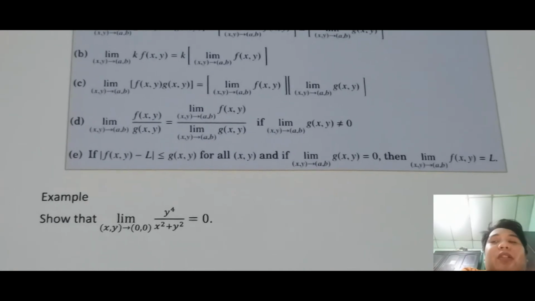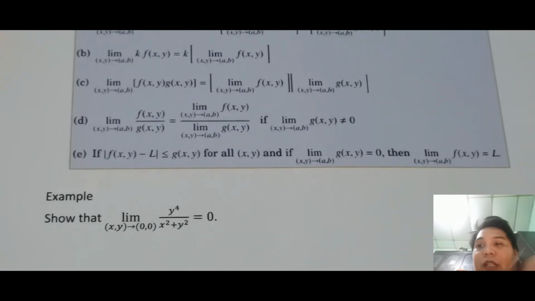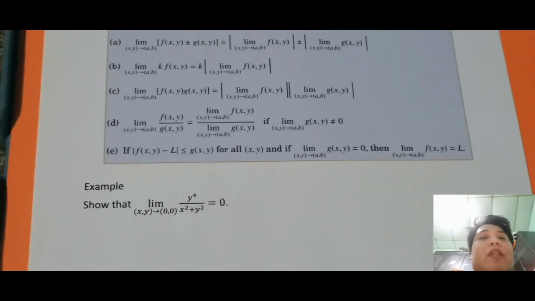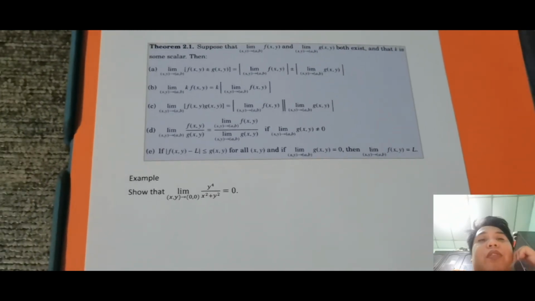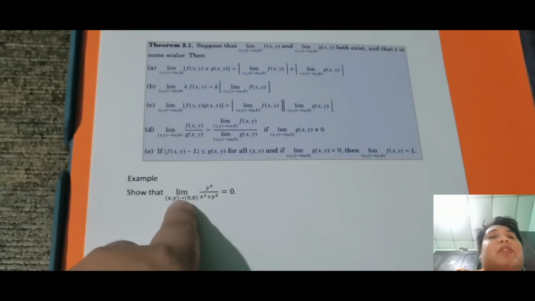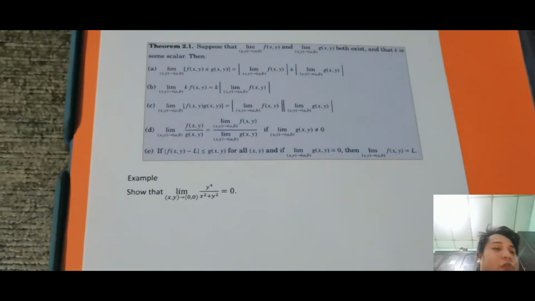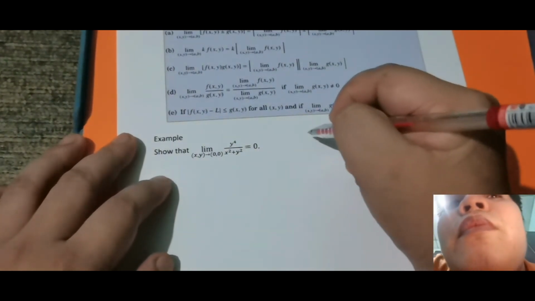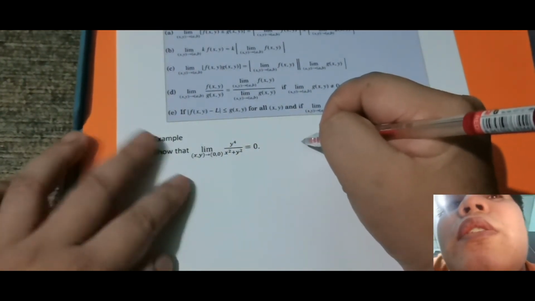Okay, so yan yung gagamitin natin actually dito sa number 4. Okay, so dito sa example na to, yung letter E yung gagamitin. So again, same rule lang din naman yung kung paano yung nakita sa Calculus 1 nyo. Okay, now show that the limit of y to the fourth over x squared plus y squared as x comma y approaches 0 is equal to 0.